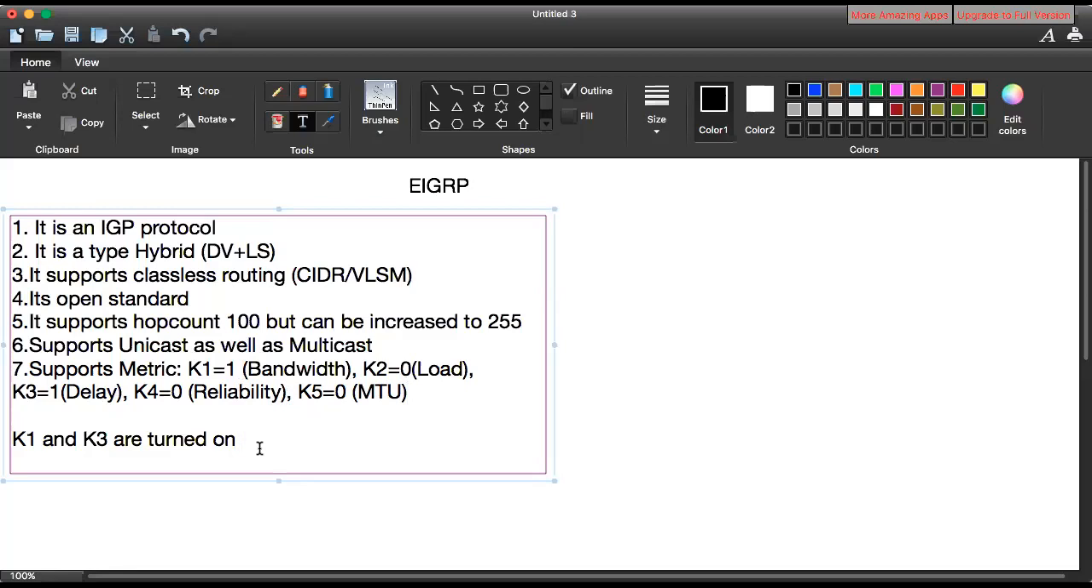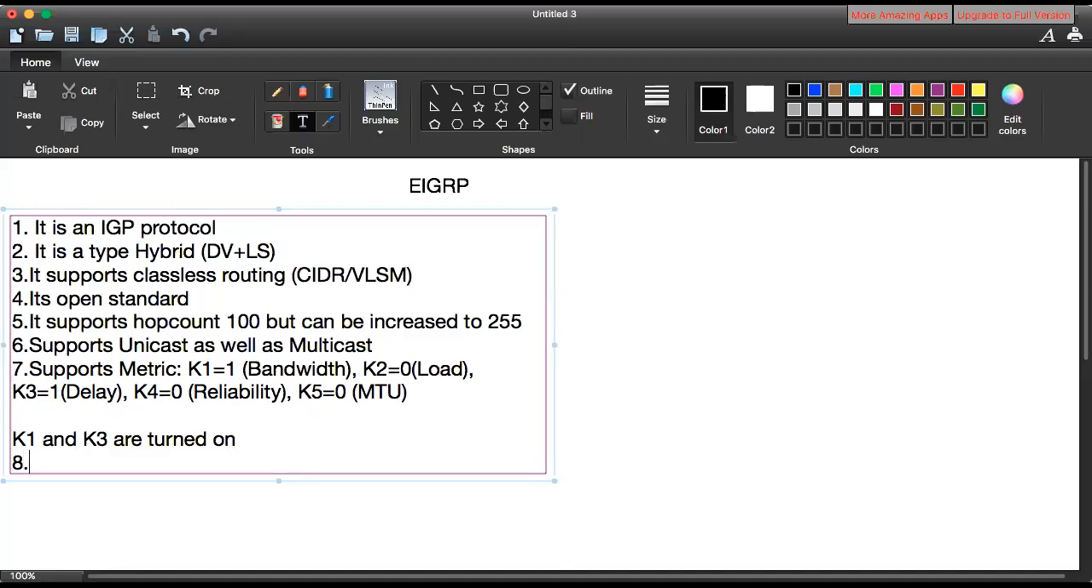Question: why do we use metrics here? The simple answer is that metrics are used for selecting the best path. Any dynamic routing protocol uses metrics to select the best path out of multiple paths.